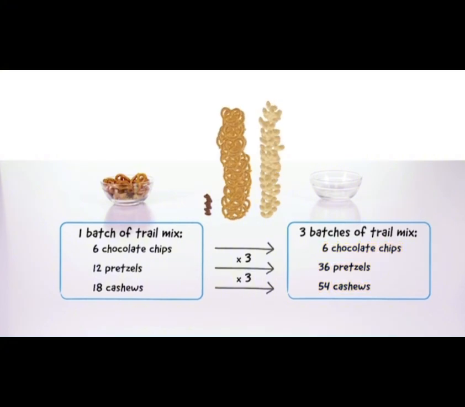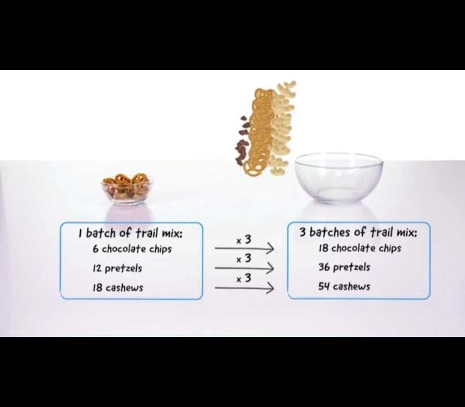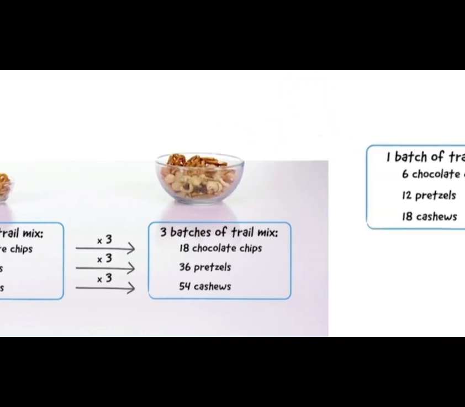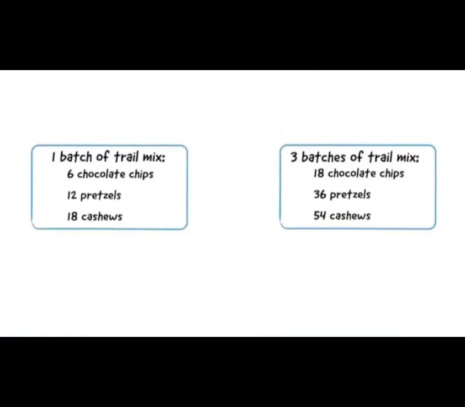To make 3 batches of this recipe, you need to multiply every ingredient by 3. That keeps the ratio the same. Let's take a closer look at some of those ratios. Write the ratio of chocolate chips to pretzels in 1 batch and in 3 batches.